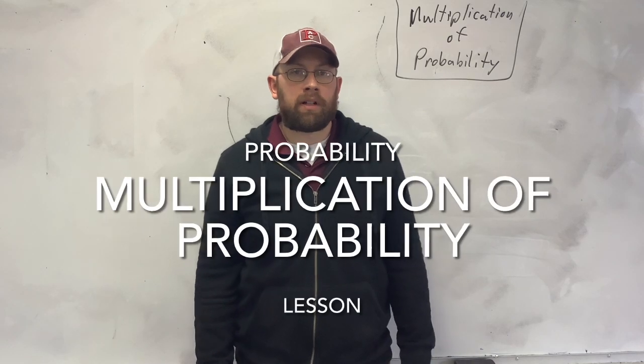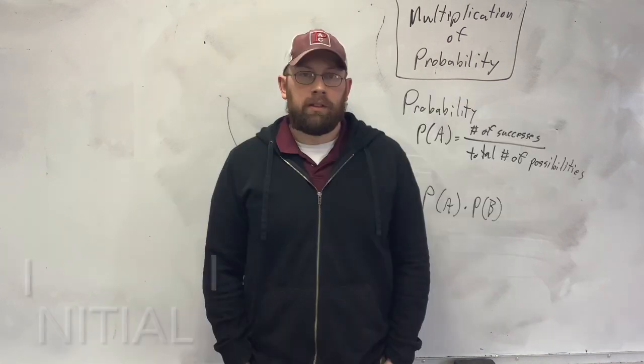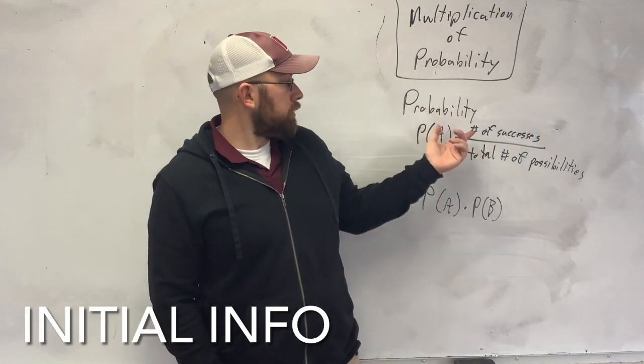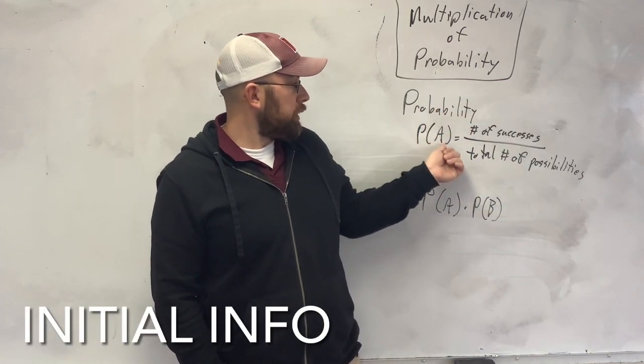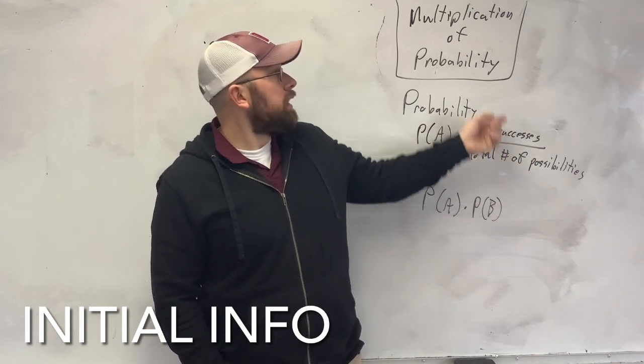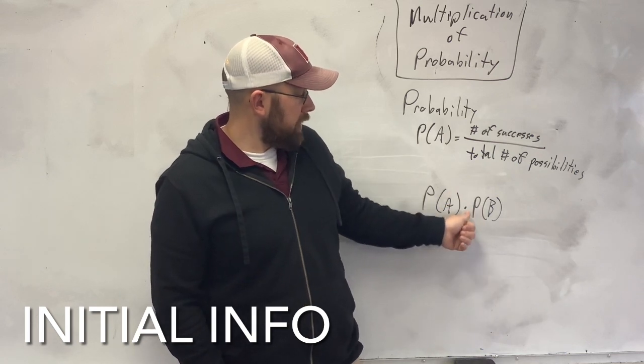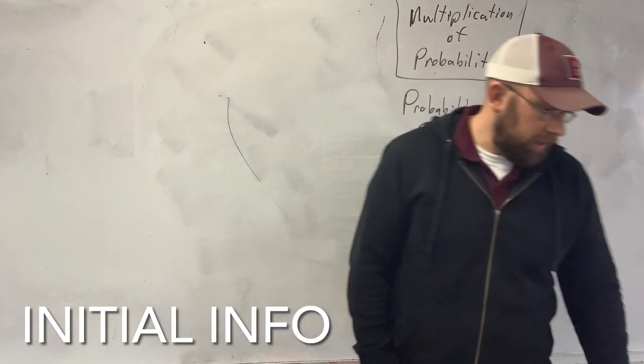Hello, today we're going to talk about multiplication of probability. All right, here are the formulas we're going to use. When you do probability, the probability of something happening would be the number of successes over the total number of possibilities. When you're doing multiplication probability, it's the probability of A times the probability of B.